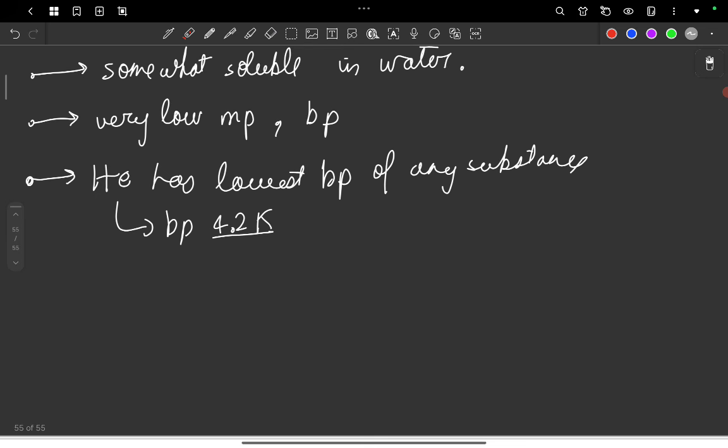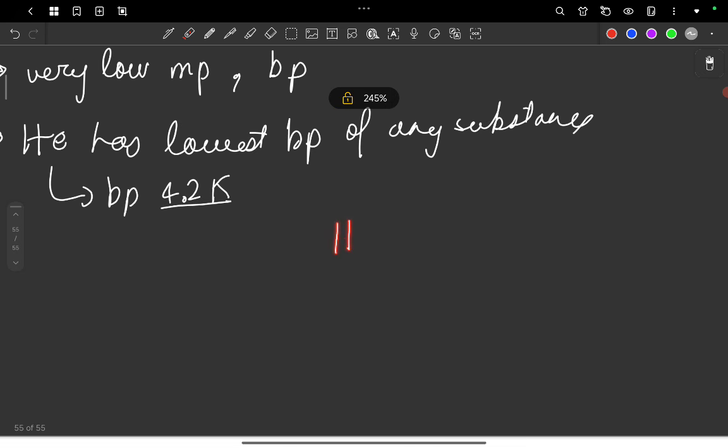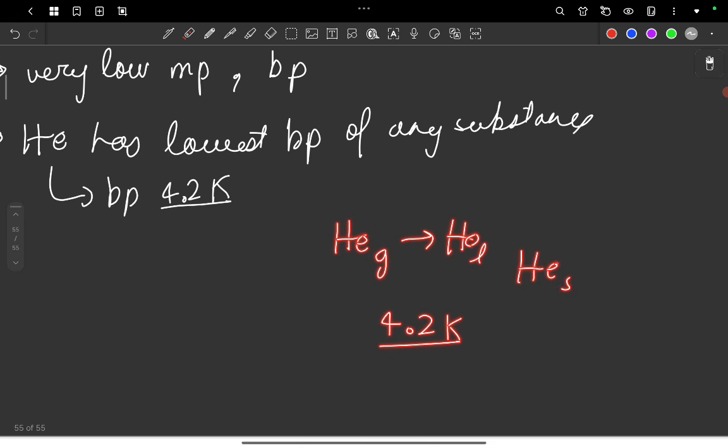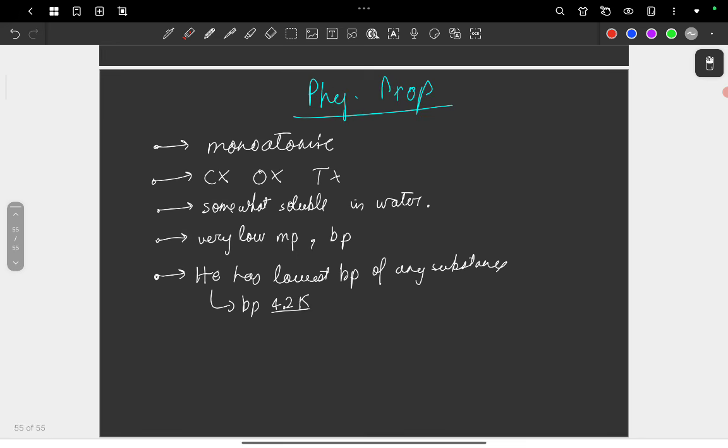So helium is the lowest boiling, and that would mean to convert gaseous helium to liquid helium, you would have to go to a temperature of 4.2 Kelvin. Don't even talk about solid helium. I don't know. Is it even possible? But yeah, enough yapping about helium.